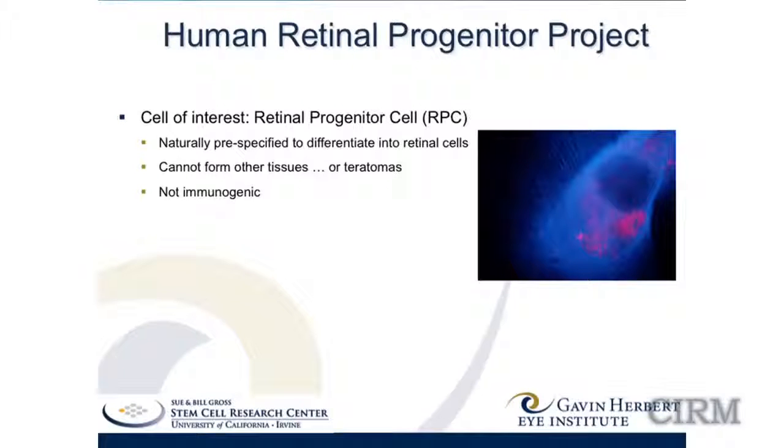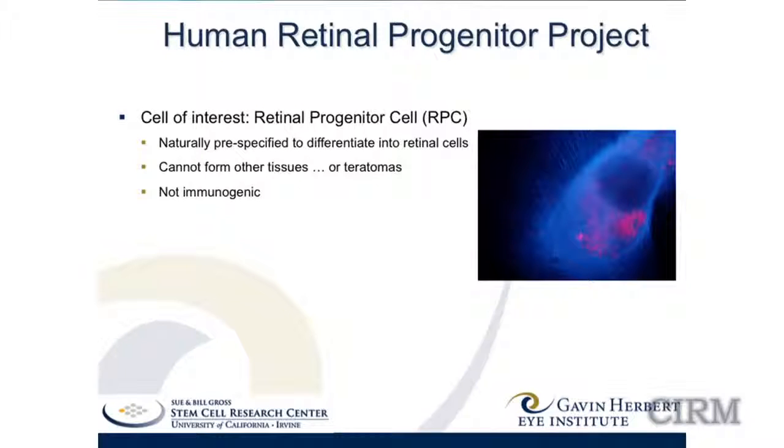And they can't be turned into other tissues, but that's okay if we concentrate our efforts on retinal disease. We have no interest in making pancreas or liver inside the retina. So in the end, that's actually a benefit.